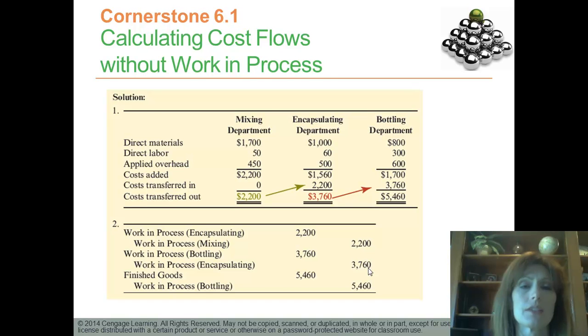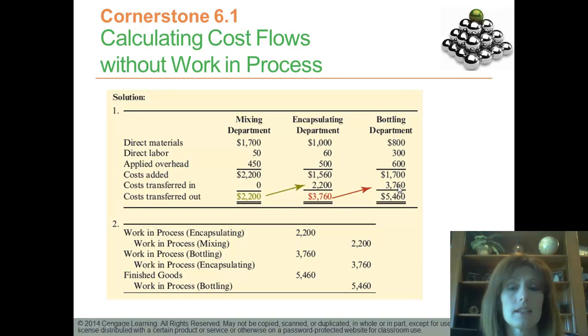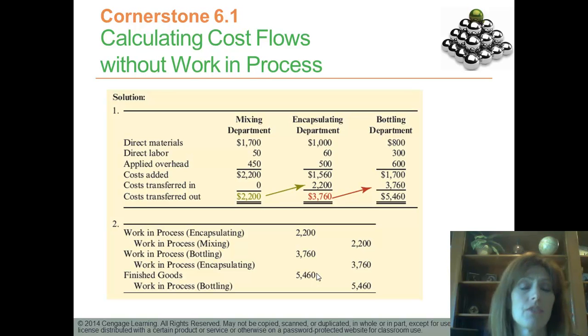So let's look at how this would look. You'll see these are just summing up the costs that you were given. The mixing department had 2,200 of costs. So that 2,200 goes to the encapsulating department, and its costs are added to it. Those costs then in total are added to the bottling department along with the costs of the bottling department itself. So you see how the costs keep transferring. And these are how the journal entries work, moving it from one work in process to another, until ultimately finished goods. This 5,460 would reflect all of the costs added in all three departments. So you see we just keep pushing the cost forward until we get to a total.